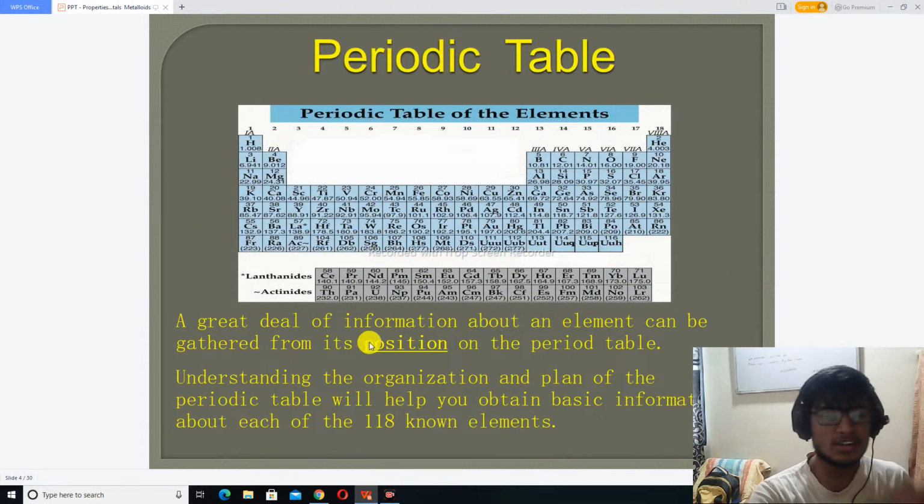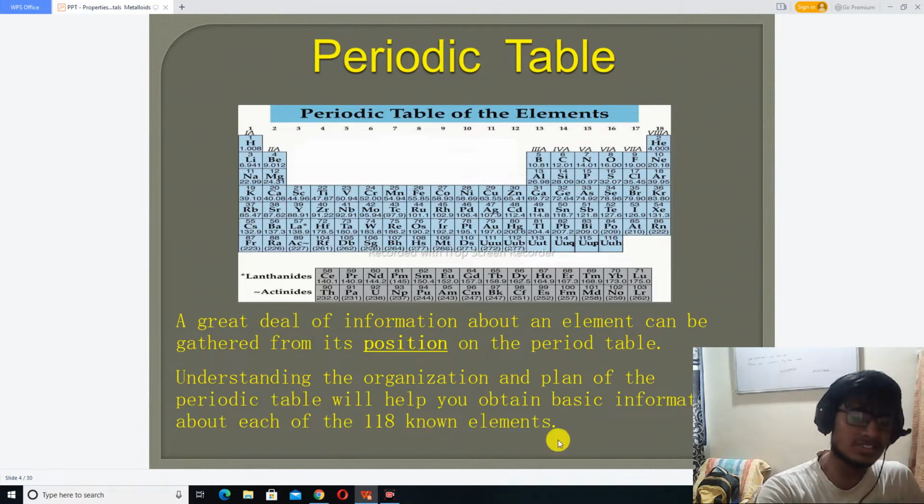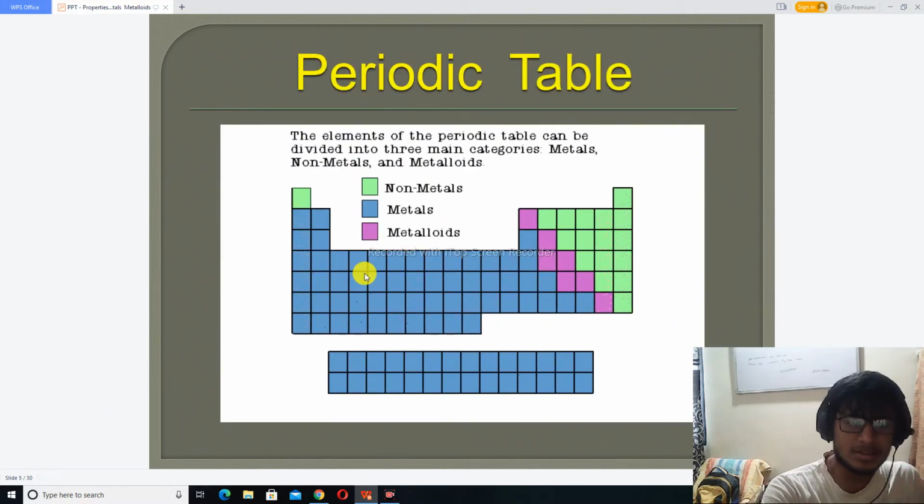A great deal of information about an element can be gathered from its position on the periodic table. So this is a periodic table. Understanding the organization and plan of the periodic table will help you obtain basic information about each of the 118 known elements.